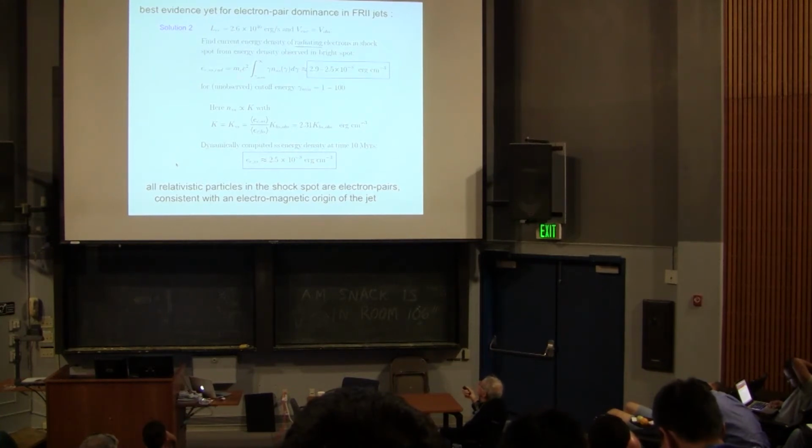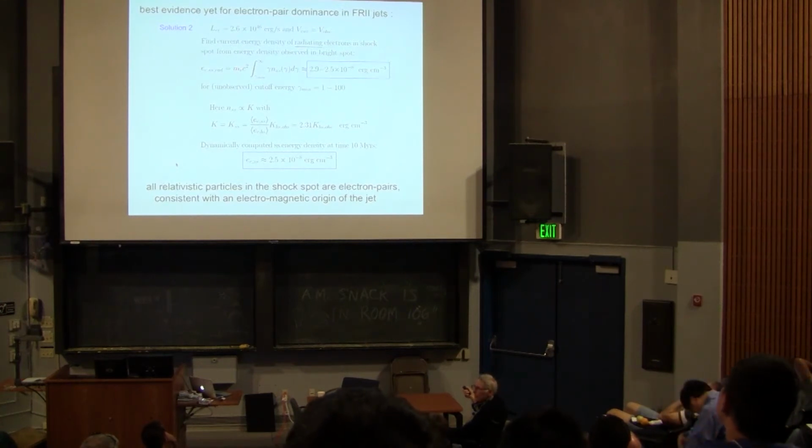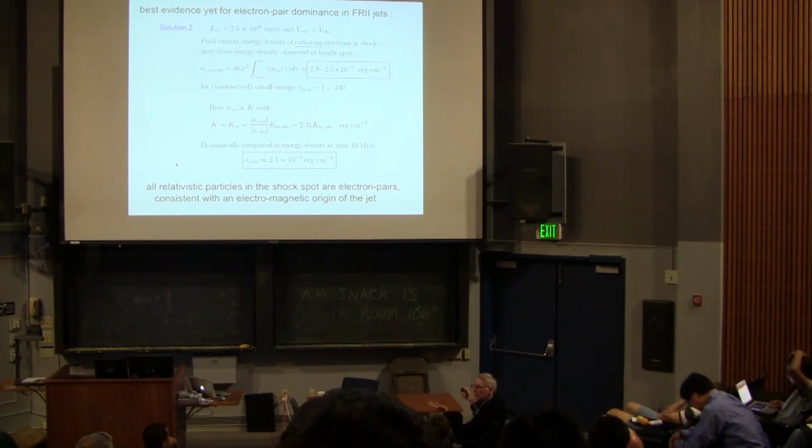Proton would have 1,800 more, a factor 1,800 times larger here. So there's no way to avoid the conclusion that the shock spot, and therefore the jet, and therefore the cosmic rays inside the radio cavities, is dominated by electron pairs.